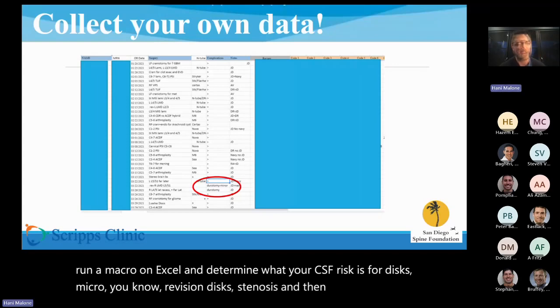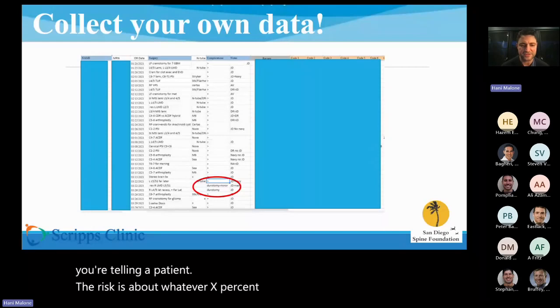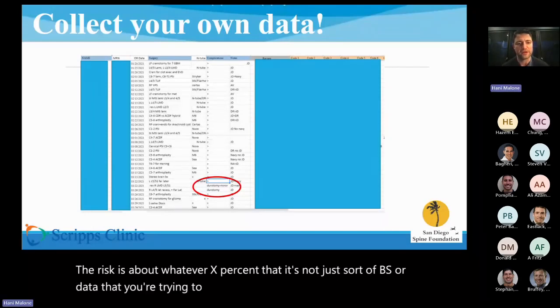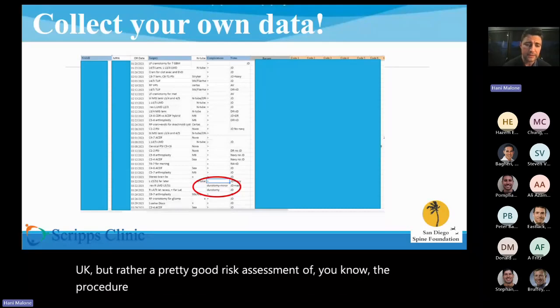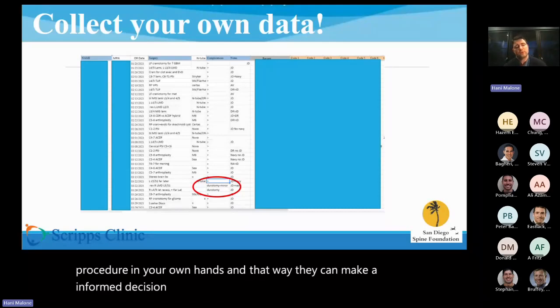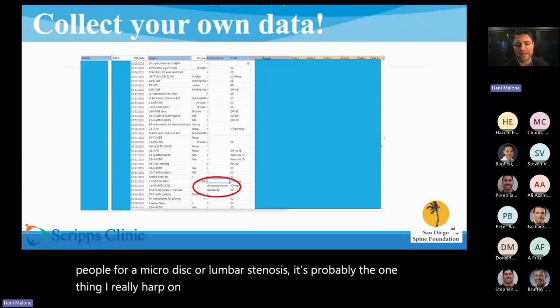And then when you're telling a patient the risk is about whatever X%, it's not just sort of BS or data that you're trying to extrapolate from some study from the UK, but rather a pretty good risk assessment of the procedure in your own hands. And that way they can make an informed decision. I would just say that when I'm counseling people for a microdisc or lumbar stenosis, it's probably the one thing I really harp on because it's so much more likely than an infection or hematoma.